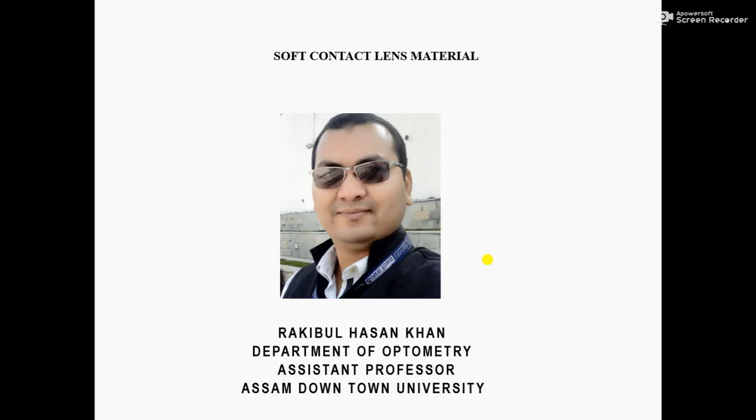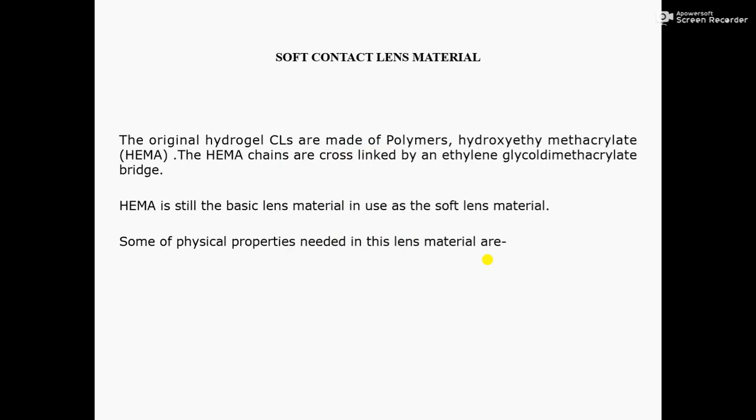Today I am going to discuss soft contact lens material. The original hydrogel contact lenses are made of the polymer hydroxyethyl methacrylate, HEMA. The hydroxyethyl methacrylate chains are cross-linked by an ethylene glycol dimethacrylate bridge. Hydroxyethyl methacrylate is still the basic material in use as the soft contact lens material.